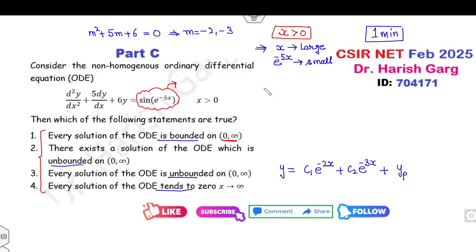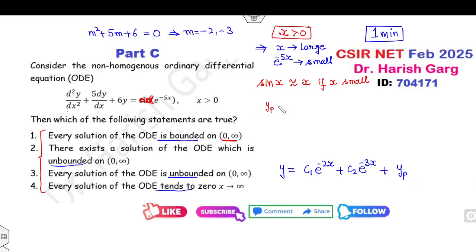Fine. And what is the concept behind that? Sine of x is approximately equal to x if x is small. Because x is greater than 0, a positive number, x is large. If x is large, e raised to power minus x is a small number. So basically this right hand side term is basically e raised to power minus 5x.